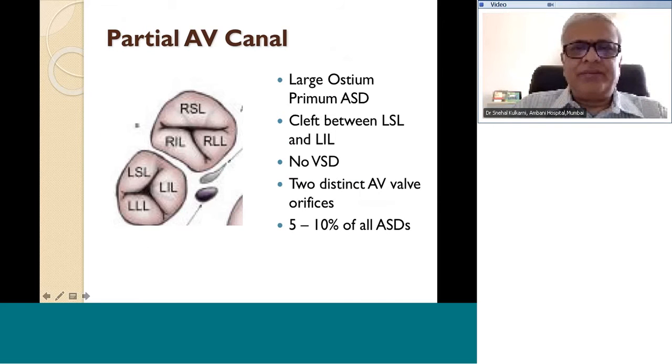If you see partial AV canals, we have a large ostium primum ASD. There's a cleft between the left superior and inferior bridging leaflets. There is no VSD here, and two distinct AV valves, as you can see here, and you can see that there is a crux between the two AV valves separating them. This forms about 5 to 10% of all primum ASDs.